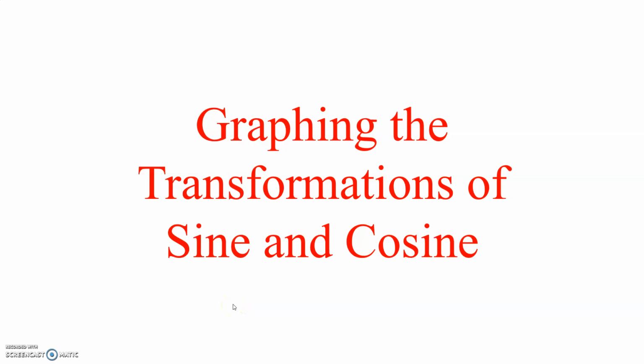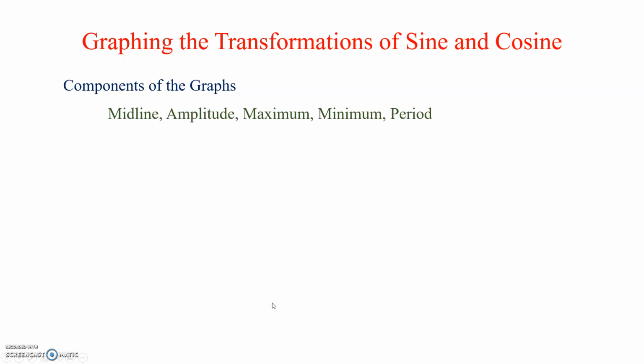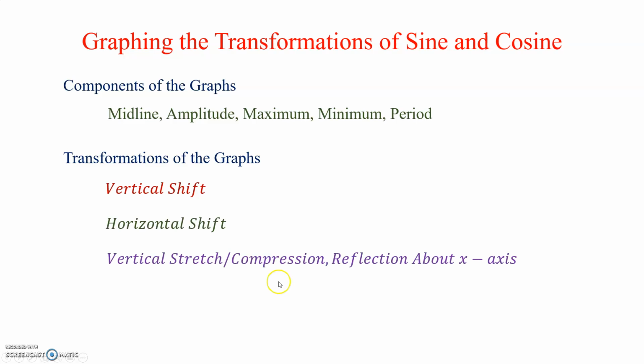Okay, in this video lesson, we'll be looking at graphing transformations of sine and cosine. Up to this point, we've looked at the components of the graph, like the midline, the amplitude, the maximum, min, and period. Also, we followed with the different transformations, like vertical shift, the horizontal shift, the vertical stretch and compression, also the reflection about the x-axis, and the horizontal stretch and compression. The last thing was the phase shift.